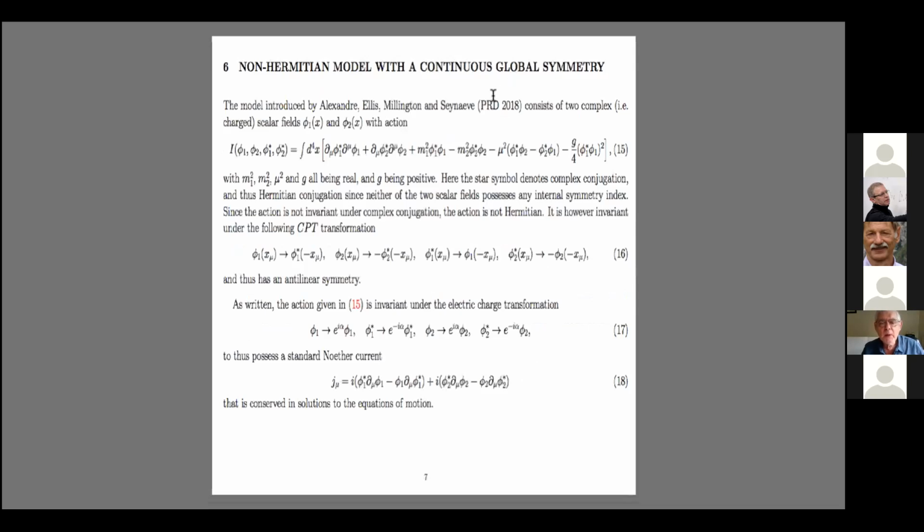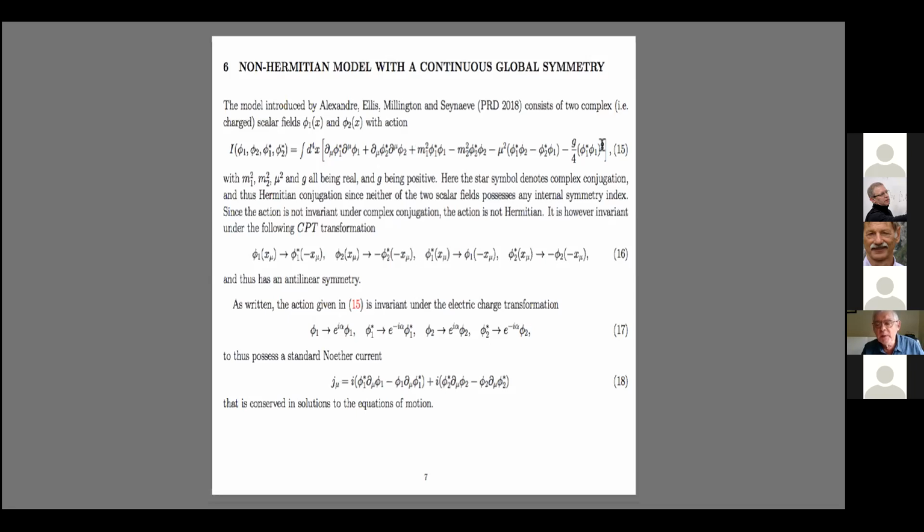Okay, so in order to begin, we need a non-Hermitian model with a continuous global symmetry. Alexandre, Ellis, Millington, and Senaev introduced two charged scalar fields. They took the following action, and you'll see there's an m1 squared and a minus m2 squared, which is characteristic of a double well potential.